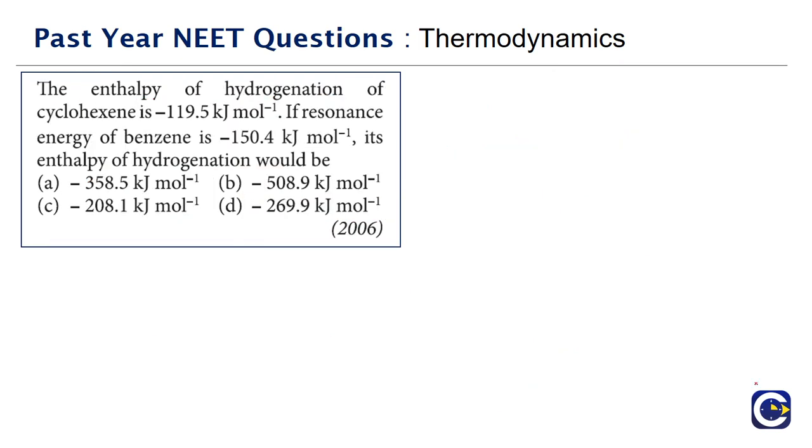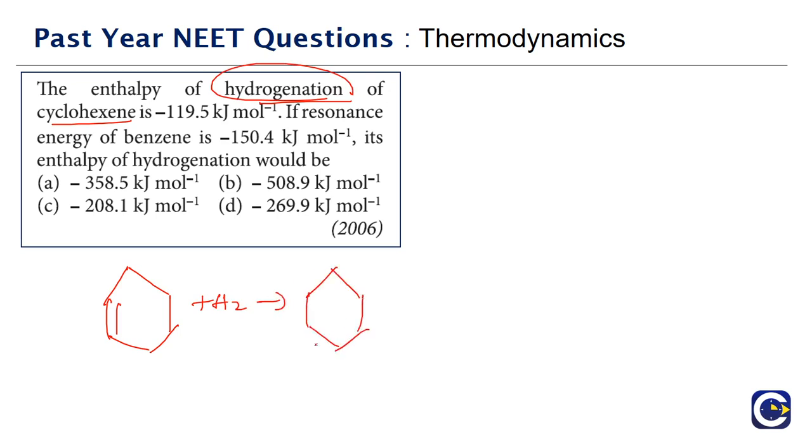Next we have another question that has come in the year 2006. The enthalpy of hydrogenation of cyclohexene. Cyclohexene has one double bond in the ring. Hydrogenation means adding hydrogen. This will give us cyclohexane. For this, the del H value is given as minus 119.5 kilojoule per mole.